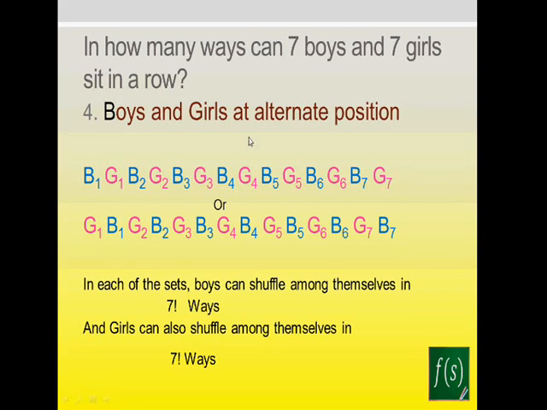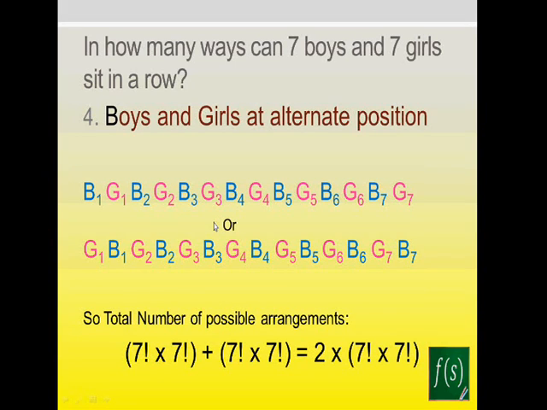When the boys and girls are at alternate positions. So again you have 2 cases here. When you start with a boy, then these are the possible ways in which the boys and girls can sit. Or you can start with a girl, followed by a boy, then a girl, then a boy, a girl. So in both these cases, if we take them separately, the girls can shuffle among themselves in 7 factorial ways, and the boys can switch their places and shuffle in 7 factorial ways. So you have 2 such cases. This makes a total of 2 into 7 factorial into 7 factorial, which is the answer for this particular problem.